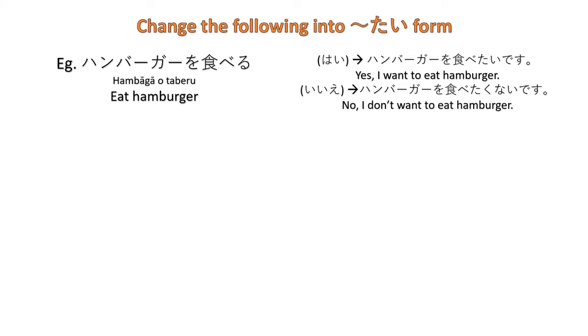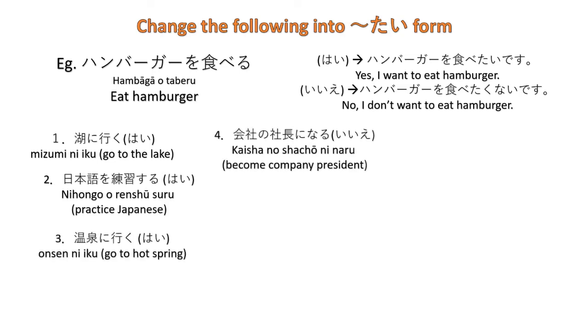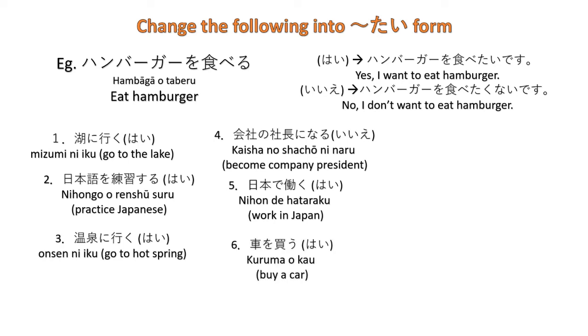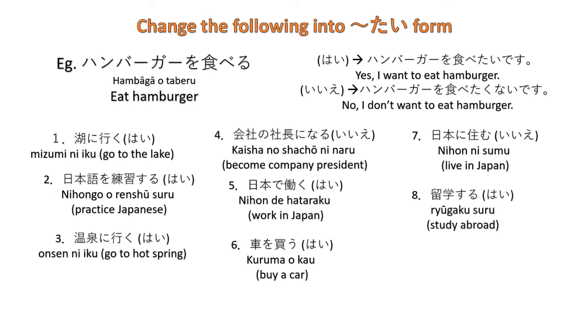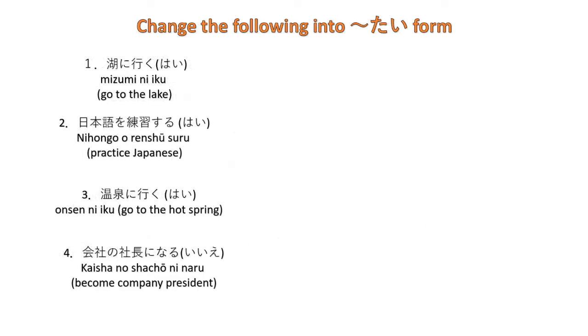Now we're going to change the verbs into tai form. And these are the verbs. 湖に行く、日本語を練習する、温泉に行く、会社の社長になる、日本で働く、車を買う、日本に住む、留学する、and 山に登る。Here we indicate whether the response is in the affirmative or negative. はい and いいえ。Alright, for number 1.